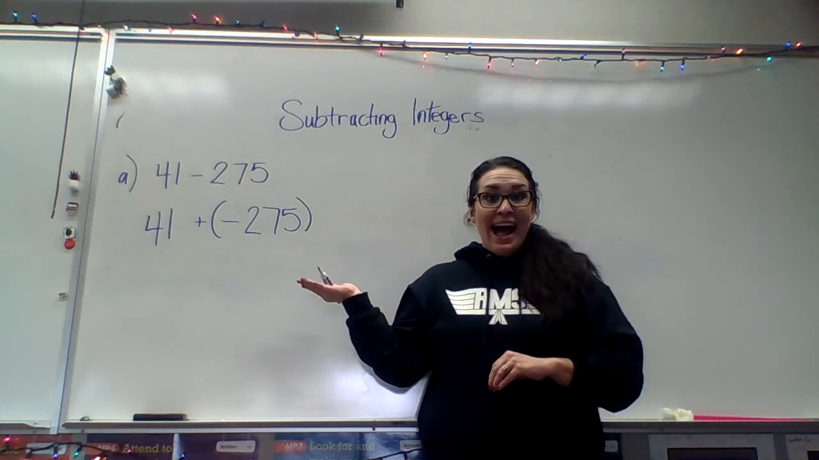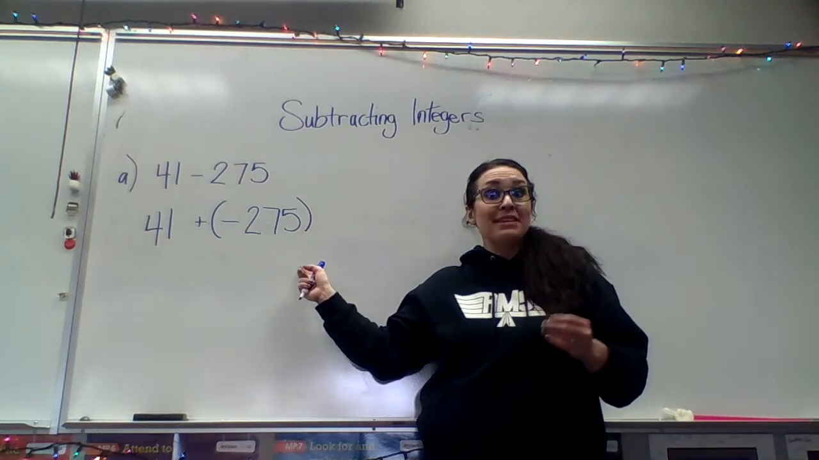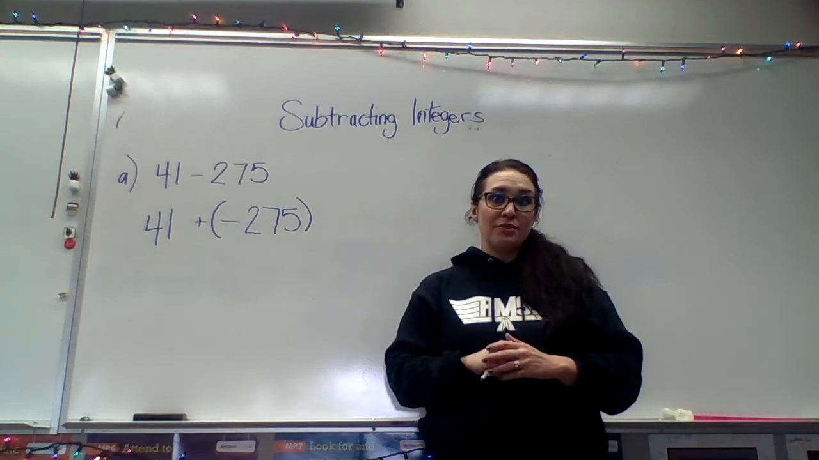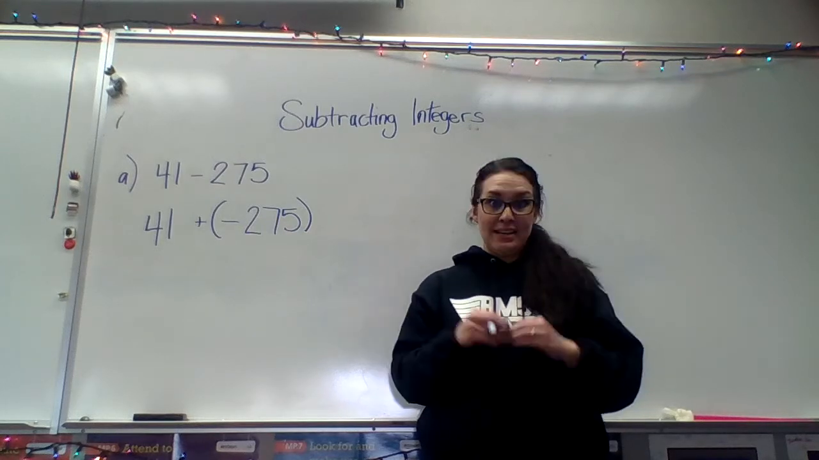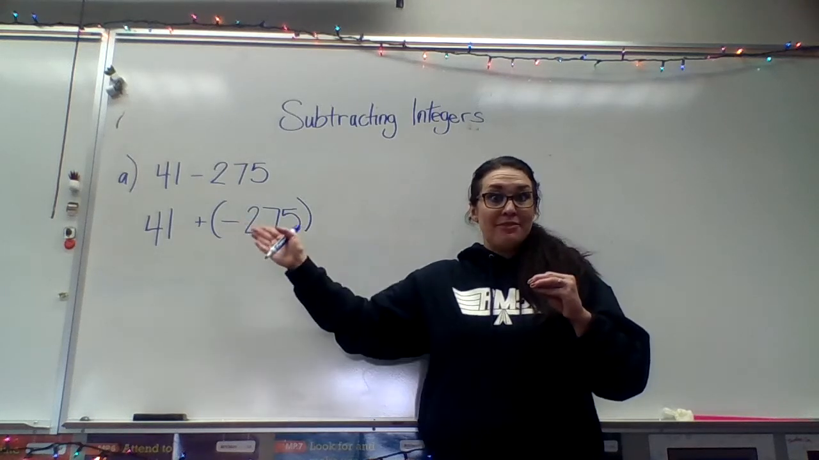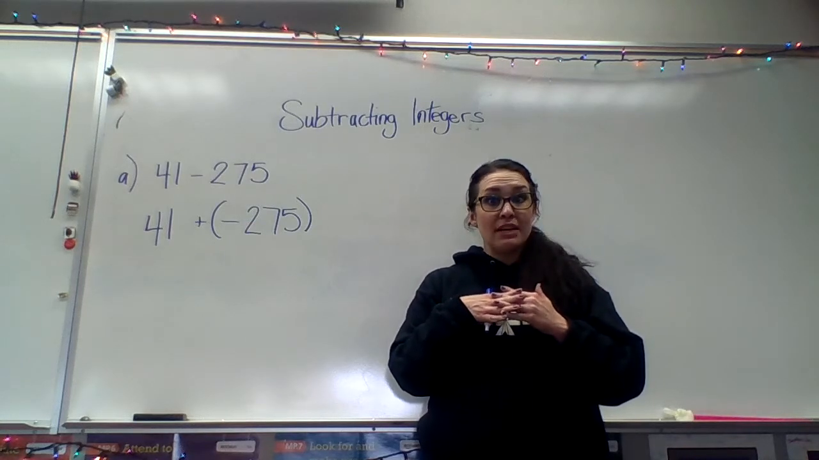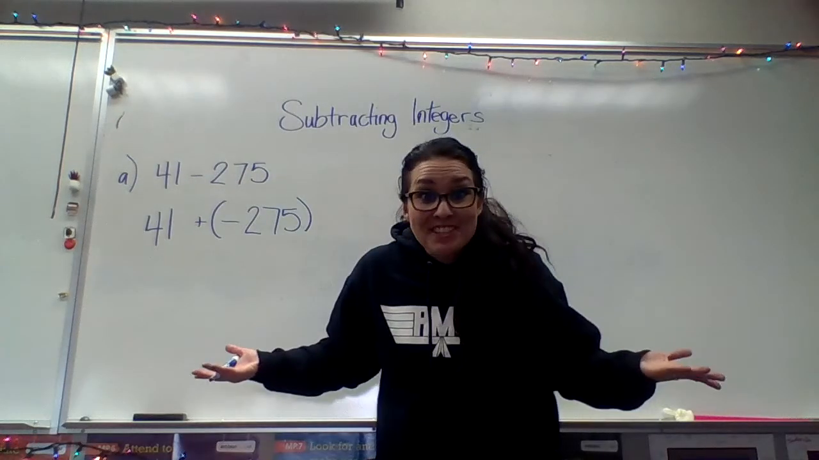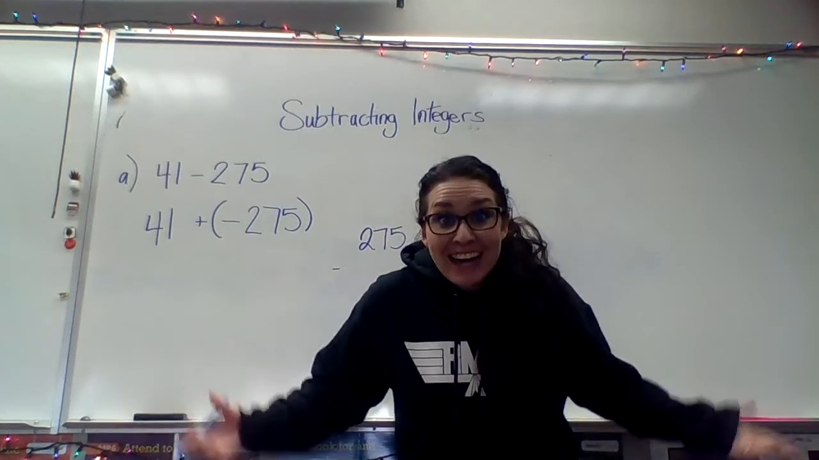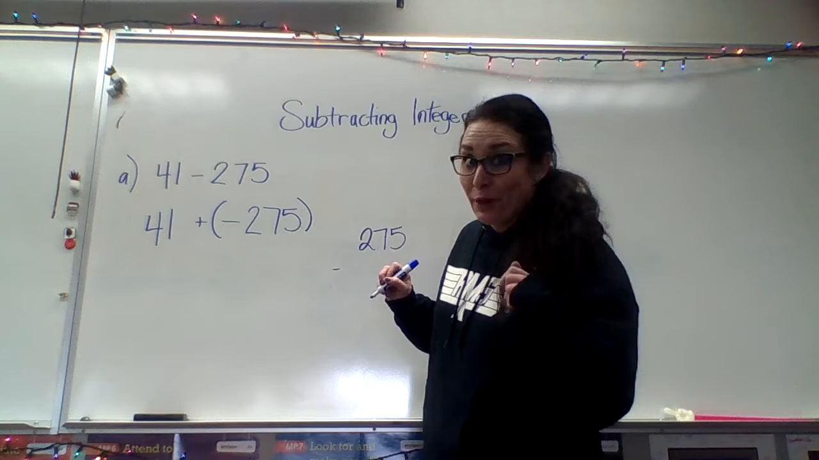Here you can see I took the same problem, which was 41 minus 275, and I simply rewrote it using that additive inverse. So now I have 41 plus negative 275. If you recall about adding integers, when I have 2 integers with opposite signs, one being positive, one being negative, I first find the difference between their absolute values. What's the absolute value of 275? 275, you're right. And what's the absolute value of 41? 41, you're right. So now we can think about this problem as 275 minus 41.